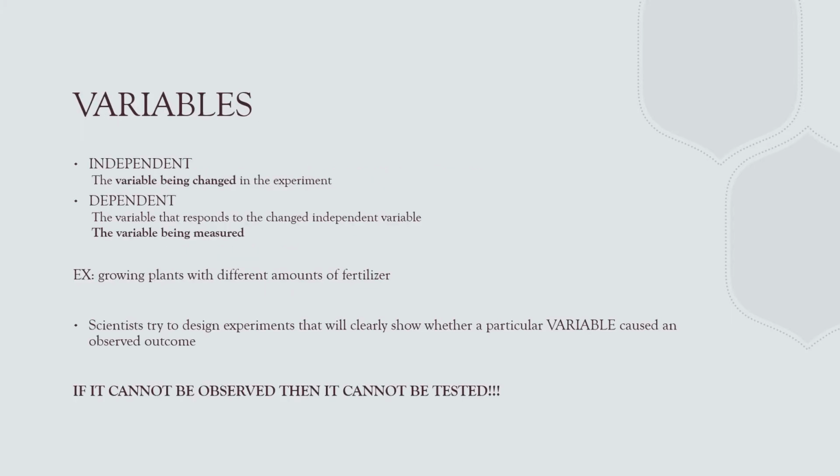Just a quick review. The independent variable is what you're testing. It's what you change. The dependent variable depends on the use of the independent variable, and that's where it comes from, the dependence. That's what you're measuring, in this case, height in millimeters.